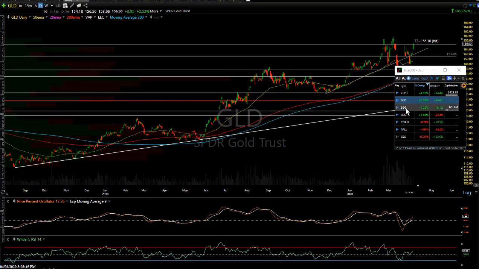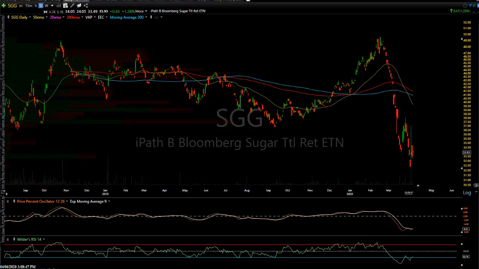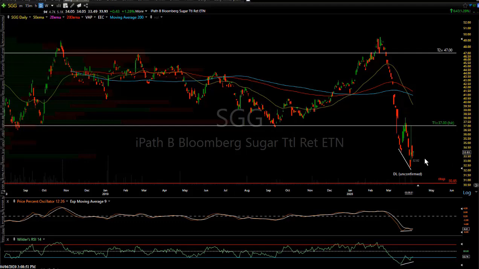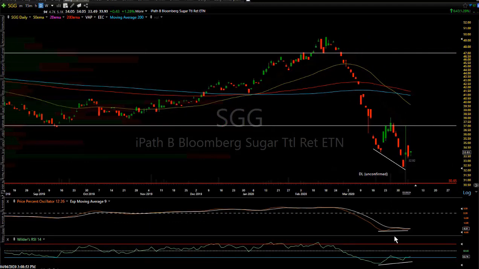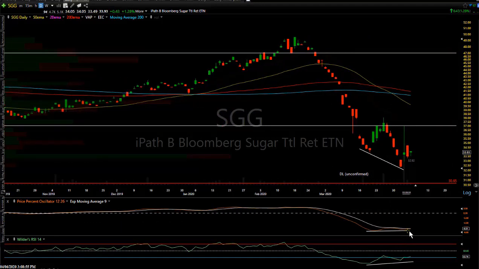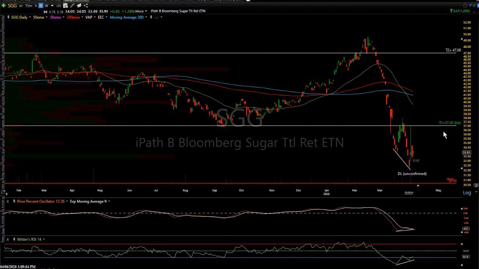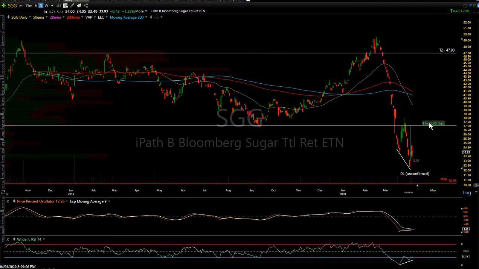Okay, next up, let's look at our sugar trade, SGG, sugar ETN, and that would be right here. Here we go, divergent low. Should be confirmed soon, with a little more upside. The PPO should cross over, give us a bullish crossover there, confirming that divergence right there. Remember, we already hit the first target, which was hit the day we entered, with a quick pop up.